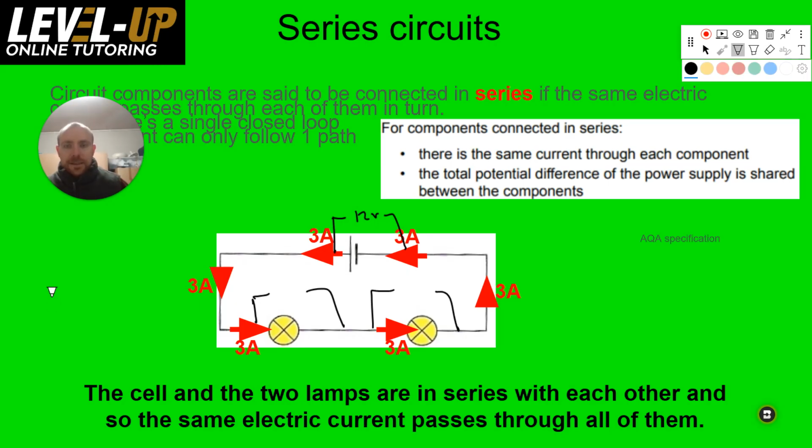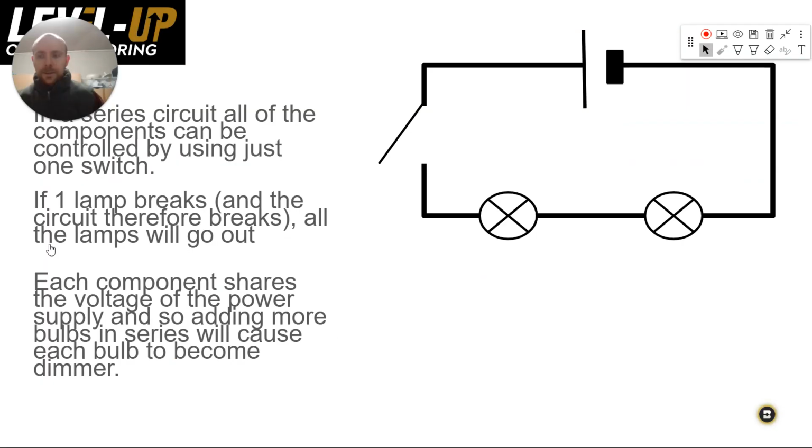If these lamps were different resistance, then maybe they'd be shared slightly differently. Maybe you'd have 2 volts here. If you had 2 volts here and you had 12 volts here, you would know that they must add up to that 12, so you would know that must be 10, and that's quite a common question. If you know the voltage here, you know the voltage here, these two must add up to that total potential difference. So that's how it works in a series circuit.